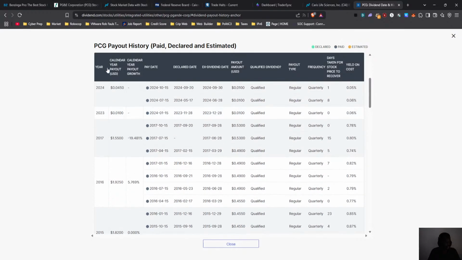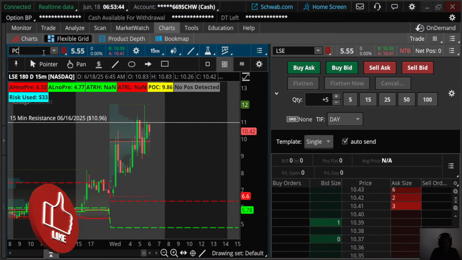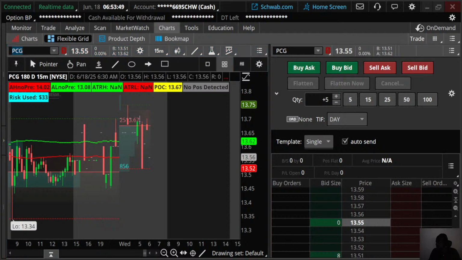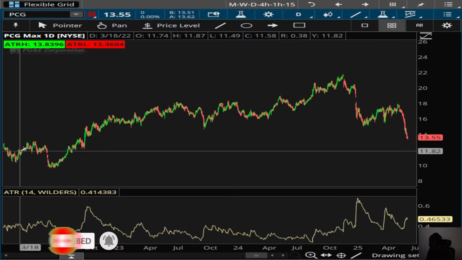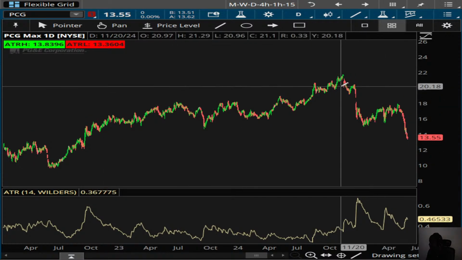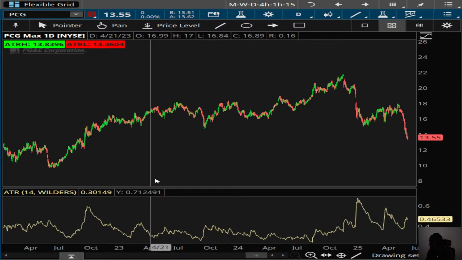Plus, let's go look at the chart on this one. PCG. Let's look at the daily chart. Okay, so it came up here to 20 some dollars, 2024. Okay. Interesting. I might pick up some of that.